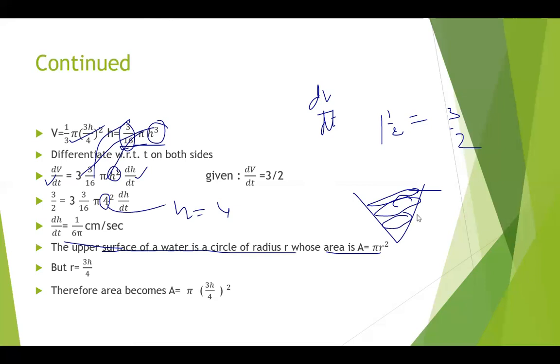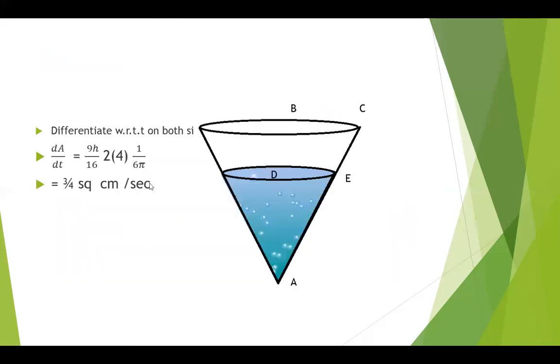We know the formula for the area of a circle as pi r square. Don't take it as the formula for a sphere, because it forms a circle at the top. So A is pi r square. I know what dH upon dt is, dr upon dt is not known for us. So I express R in terms of H, because we know R is nothing but 3H upon 4, just now we have found out. So I will substitute R as 3H upon 4 in the area formula. Then we get area is 9 pi H square upon 16, into 2 of 4 pi upon 6 pi.